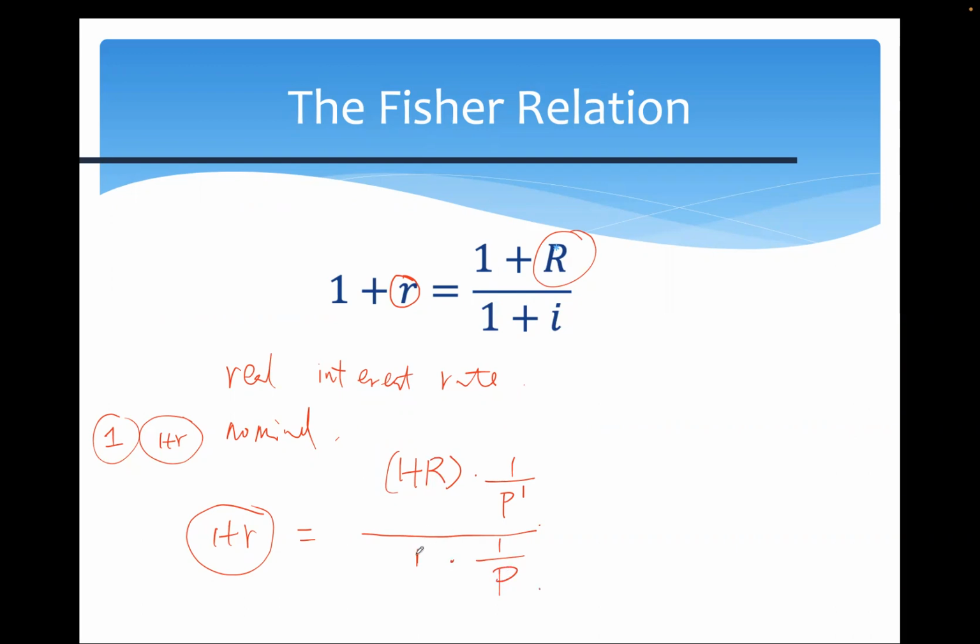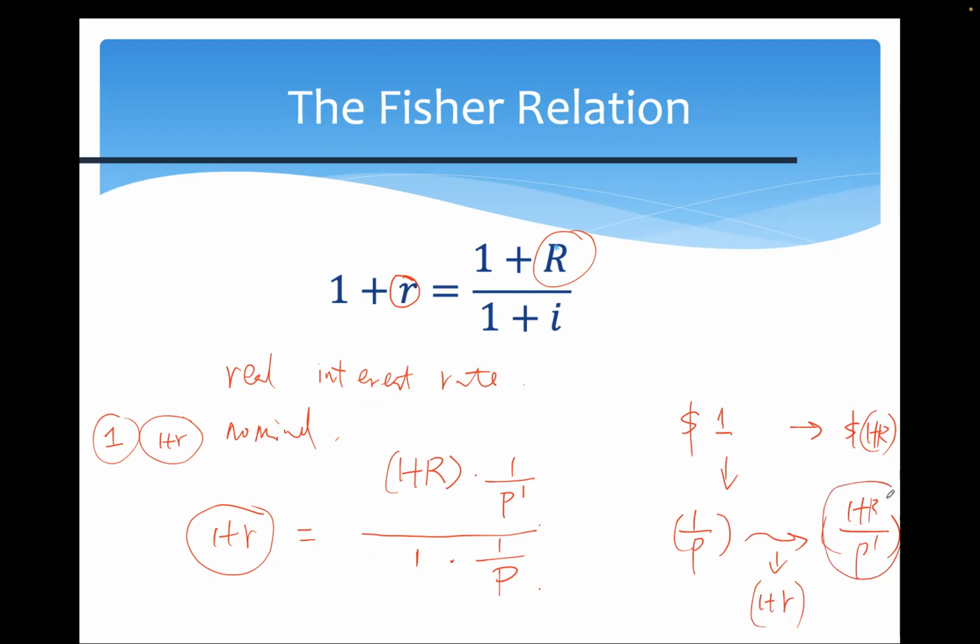What does this mean? In nominal terms, I set aside $1, and tomorrow I'm going to get 1 plus R dollars. But this $1 today is going to give me 1 over P units of goods. And tomorrow, this 1 plus R is going to give me (1 plus R) over P prime units of goods. So this is in real terms, and this real term is going to give me 1 plus r. And this 1 plus r must equal this term divided by this term. That's what I just wrote down.